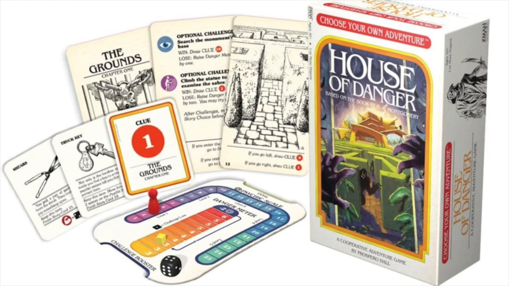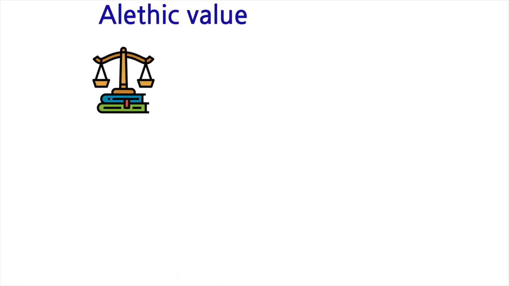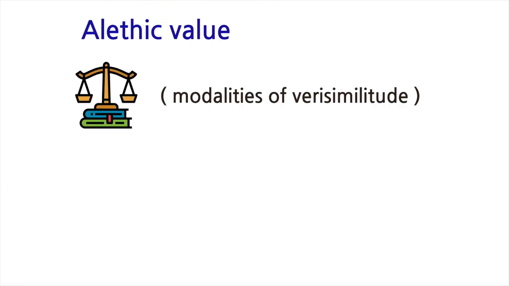The first point of reference that we're going to need is the idea of the actual or the primary world. The following sets of options are designed to guide you through a rough assembly of a world while keeping in mind a specific distance from the actual world. The first set of options is probably one of the most important and the most complex. Here you are determining what Ryan calls the aletheic value. This vaguely means the modalities of truth or the modes of verisimilitude. Deciding on the aletheic value is how you situate your world in terms of possibility and probability.